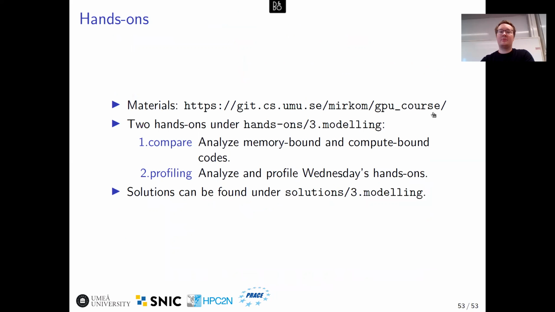And now I'm coming to the end of the presentation. So what I have here is two hands-ons under hands-on/3-modeling. The first one is called 1.compare, and here you will be given two codes.